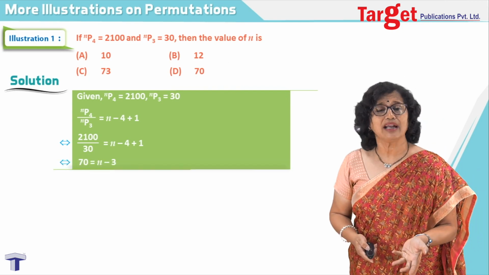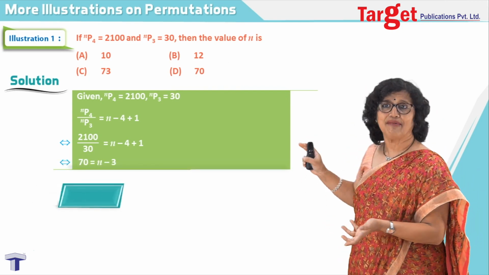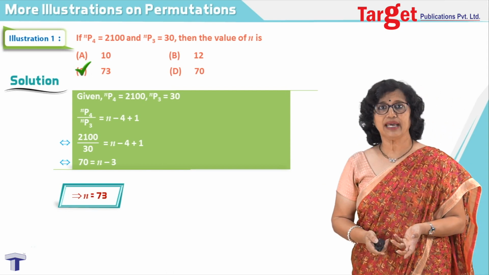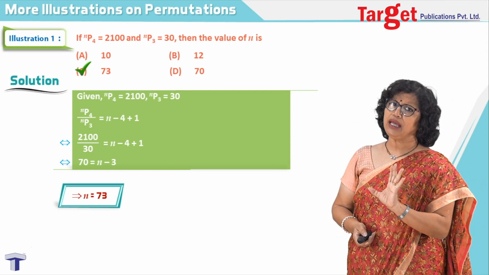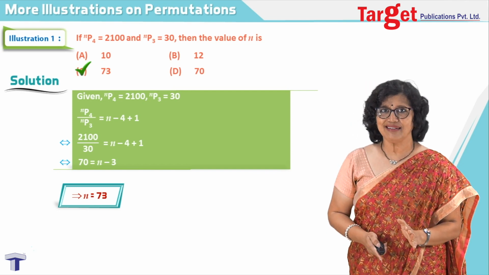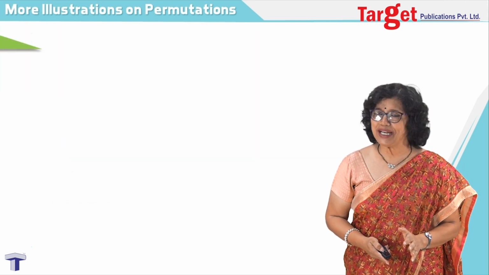Now simplify and get your final n as 73. So my correct answer is C, correct? Now this question was only for revising the formula of nPr, right? So let us move from here to the next one.